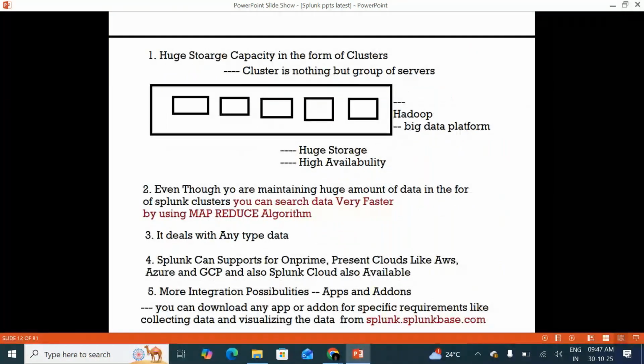Huge storage capacity in the form of clusters. A cluster is nothing but a group of servers. Sir, now you understand Splunk has its own storage capabilities, and you can store a huge amount of data coming from the different sources. But what is the reference of Splunk actually? The reference of Splunk is big data Hadoop. So Splunk was designed for big data. So what is big data?